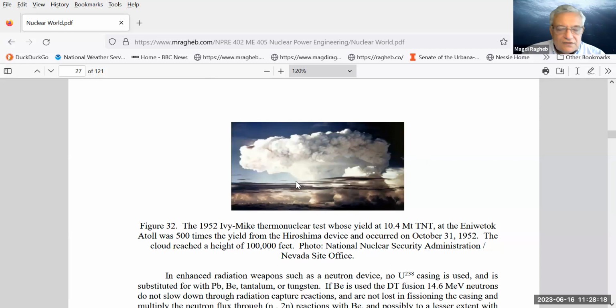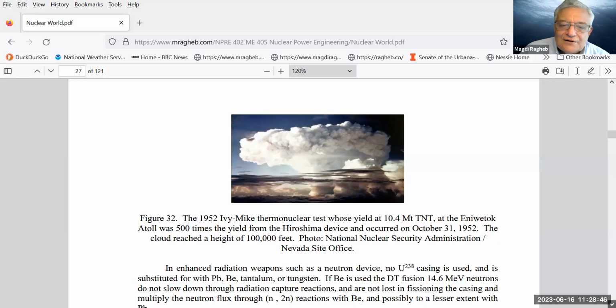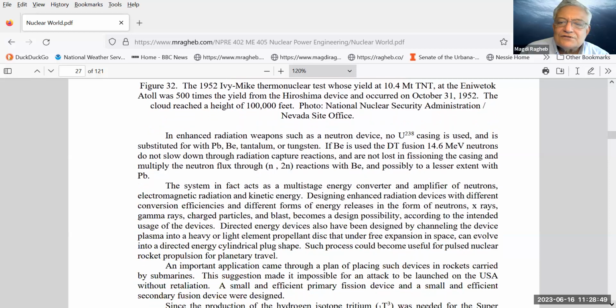It did not happen in that case at the same atoll as the previous fission tests, but at another atoll named the Eniwetok atoll. It was 500 times the yield from the Hiroshima device, and that happened on October 31st, 1952. It generated a mushroom cloud that reached 100,000 feet above the Earth's surface, beyond the atmosphere of the Earth in general.